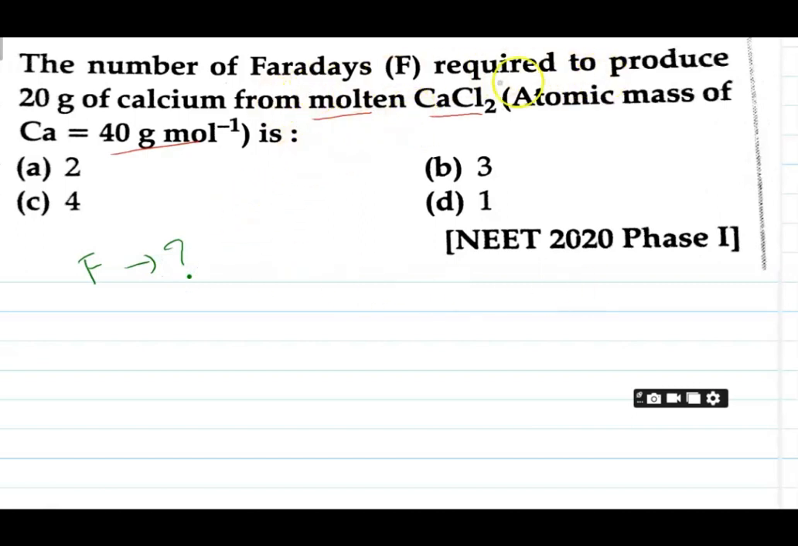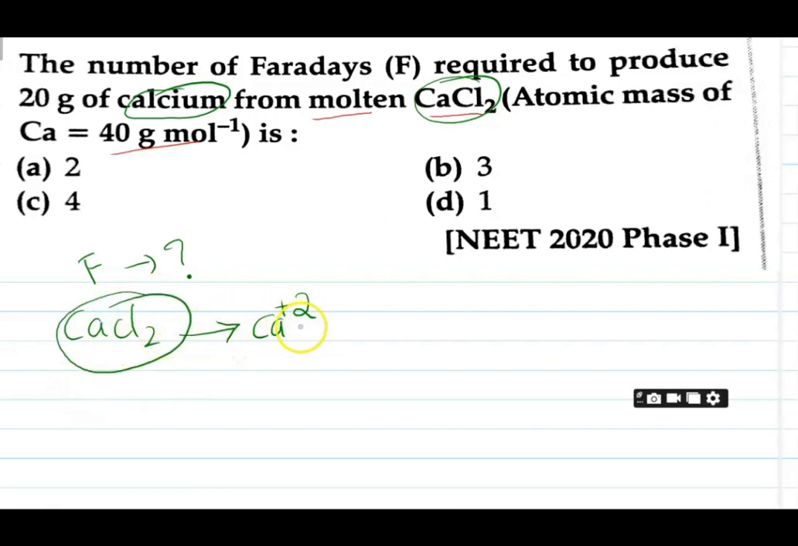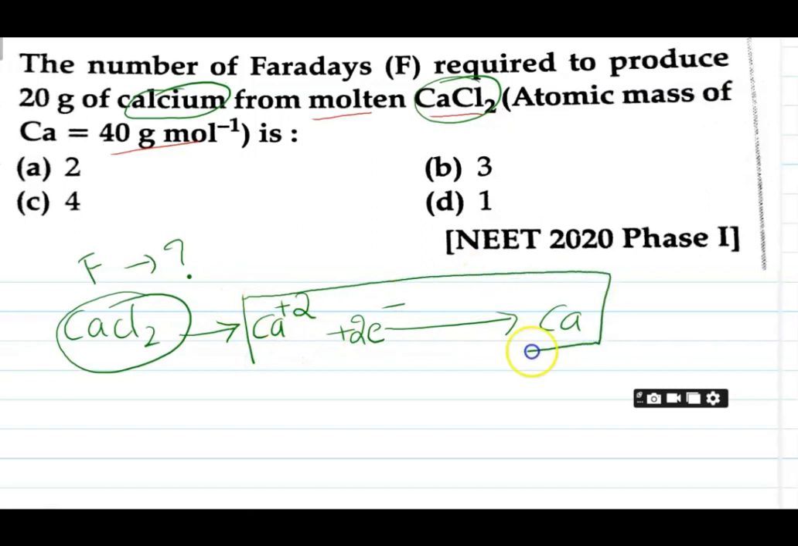What is being formed to produce calcium from calcium chloride? How is calcium present in calcium chloride? In calcium chloride, calcium is present as Ca plus 2 and Cl minus. We want only calcium, right? So to convert Ca plus 2 into calcium, we need 2 electrons. Calcium plus 2 is converted to calcium by taking up 2 electrons.